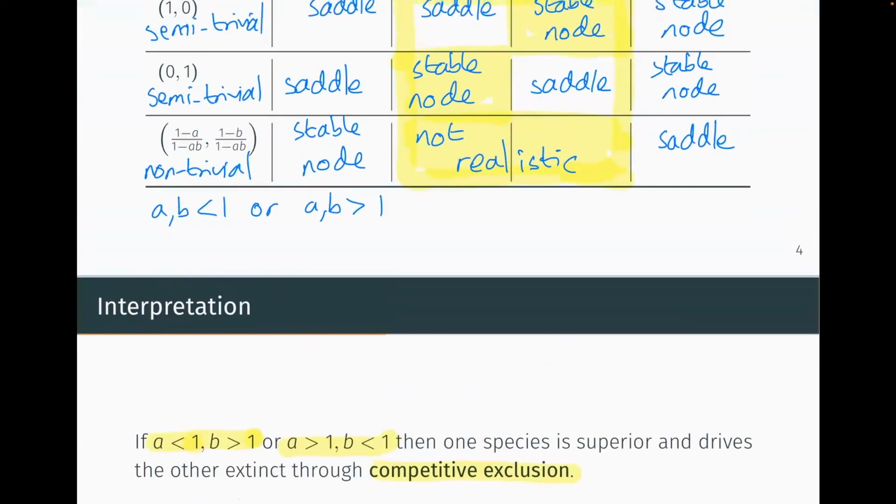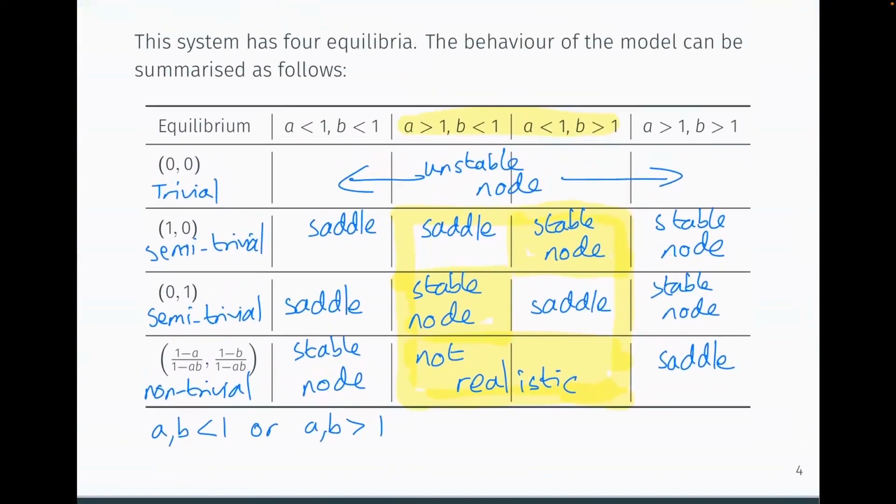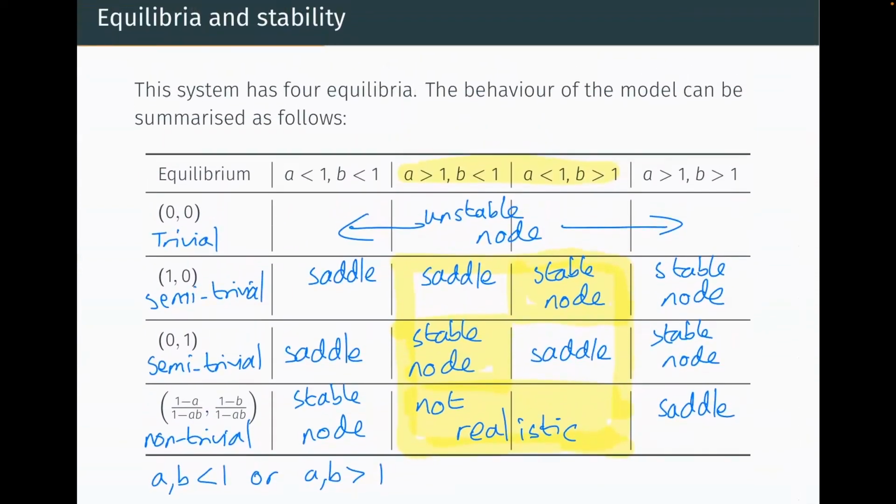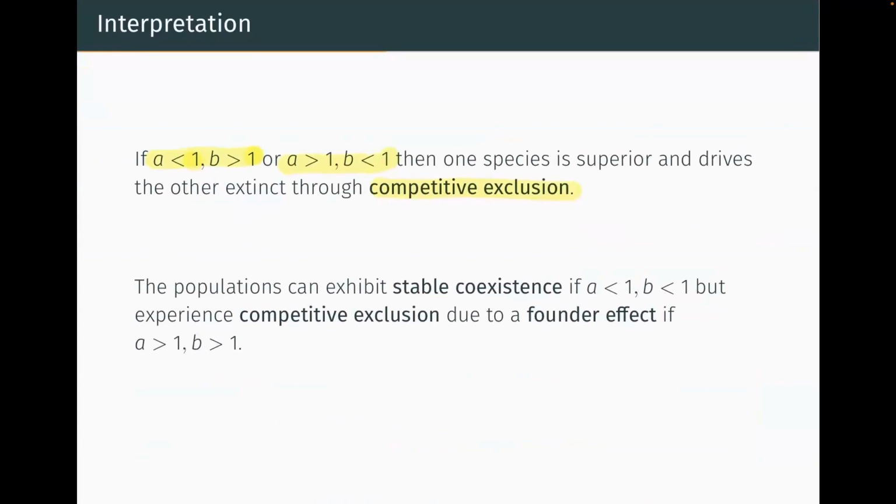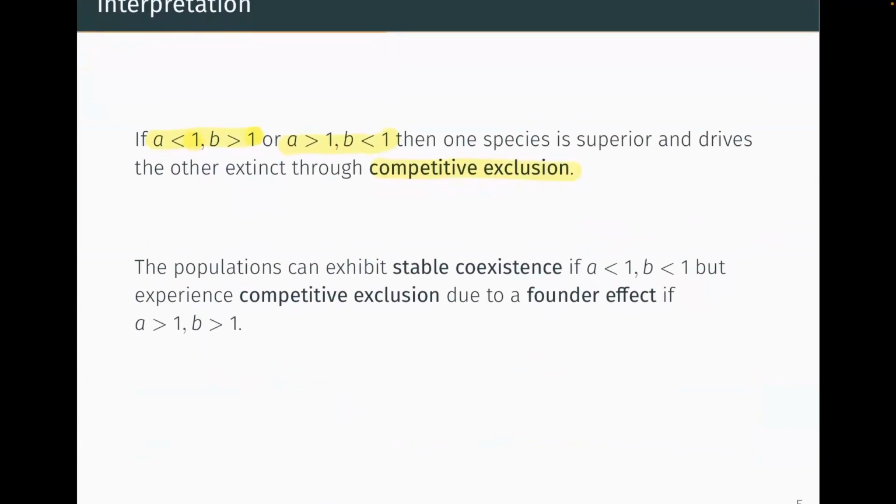If we now think about this non-trivial equilibrium, when can we possibly have stable coexistence? We'll only see stable coexistence when A and B are both less than 1. That's the only time when that is a stable node. We'll talk about what that means in a moment. When A and B are both greater than 1, we have a saddle. So we do get pulled towards that coexistence equilibrium in one direction, but we get pushed away from it in another. So stable coexistence occurs if both of our interspecific competition coefficients, A and B, are less than 1.